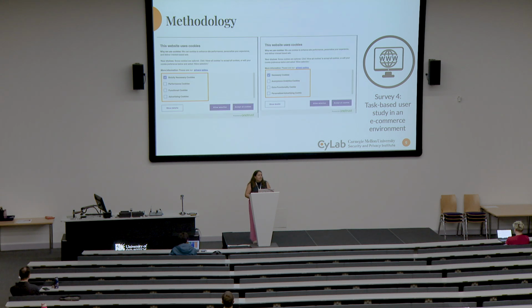So these are the 2 cookie banners that they would see, or one participant would see one of these, one participant would see another. The difference between the 2 are the terms that we used. So on one side, we had the original terms from the ICC UK Cookie Guide. So this is strictly necessary, performance, functional, advertising. On the other side, these were the alternatives that we came up with, and we tested a little bit in survey 2, a little bit in survey 3, and now again in survey 4. So our alternative slate of terms were necessary cookies, anonymous analytics, extra functionality, and personalized advertising.